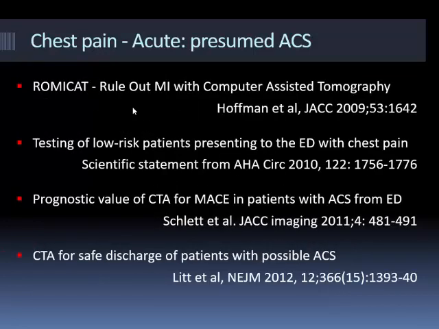Okay, so there's lots of papers, and the bottom line is you get additional prognostic information. You can discharge patients potentially a little bit quicker if you adopt a CT angiography strategy, and obviously there's a big pressure to relieve patients from the emergency department.